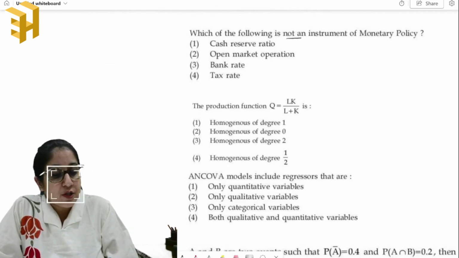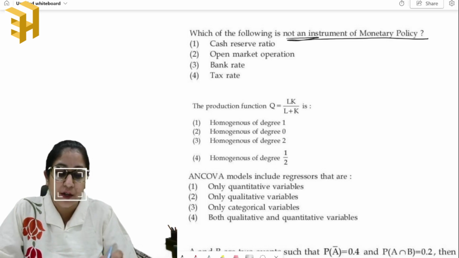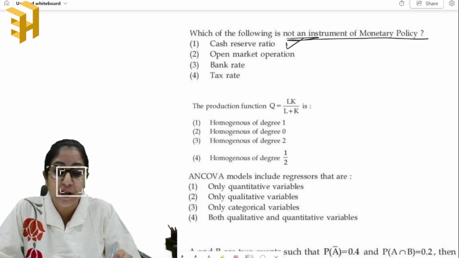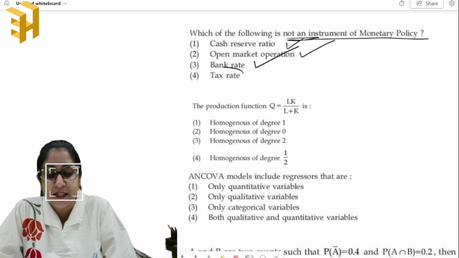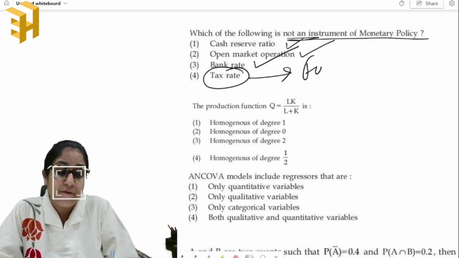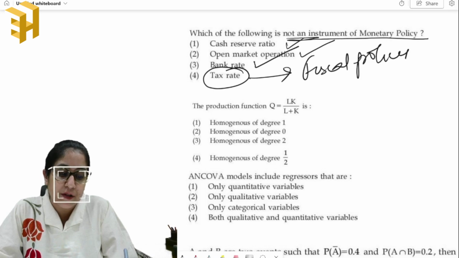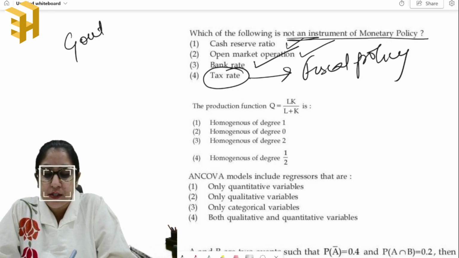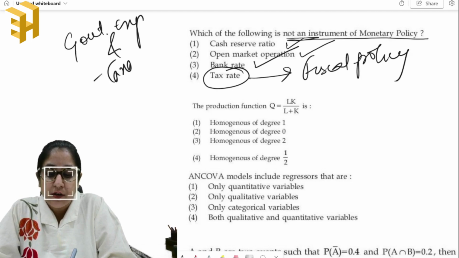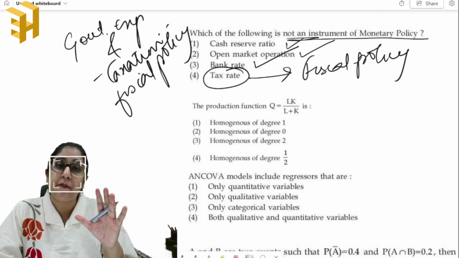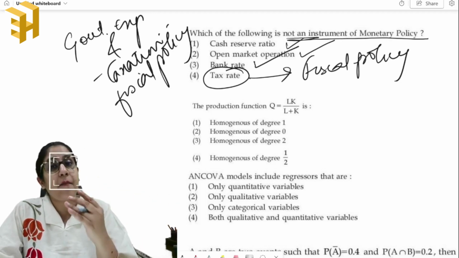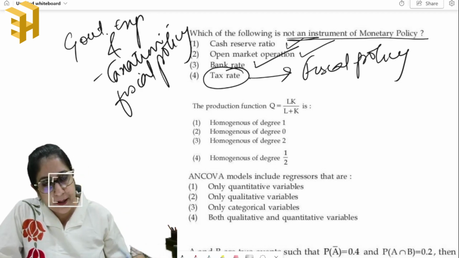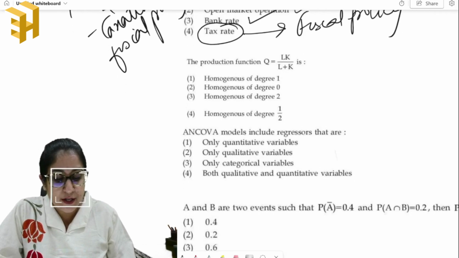Which of the following is not an instrument of monetary policy? Cash reserve ratio is an instrument, open market operation is an instrument, bank rate is an instrument, but it is the tax rate which is an instrument of fiscal policy and not monetary policy. So the government expenditures and your taxation come under fiscal policy, whereas all other monetary variables, for example, determination of repo rates, your cash reserve ratio, SLR, and so on, they come under the purview of monetary policy, isn't it? Let's move on to the next question.